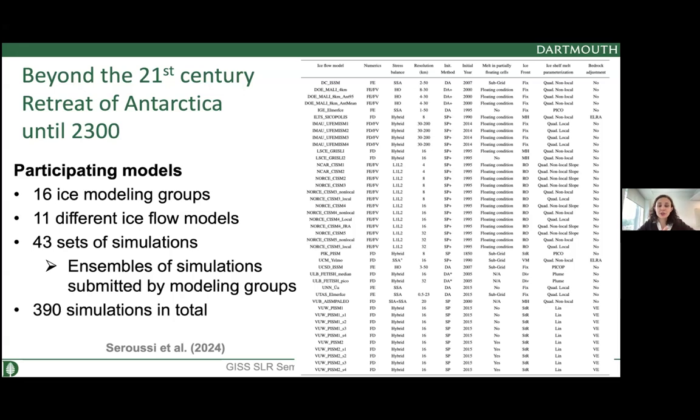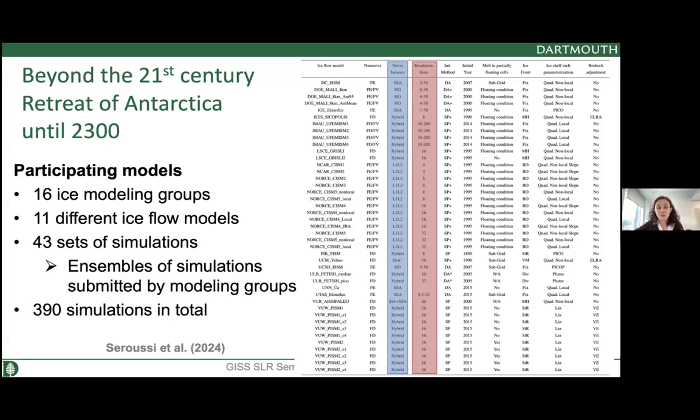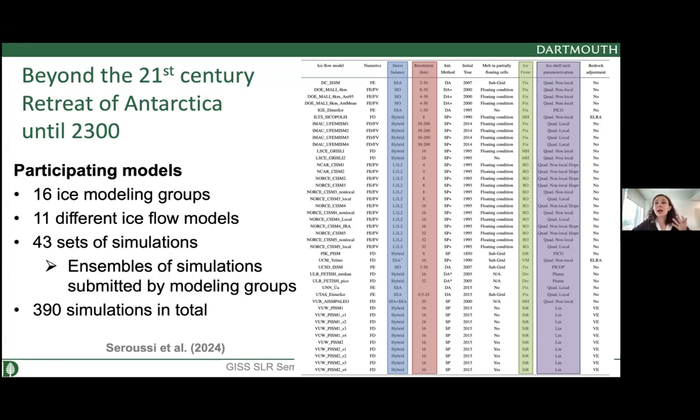And so again, I'm going to continue focusing on high emission scenarios. Again, here we have a list of all the models that participated. So you see the list keeps growing and growing. Again, lots of information, but same thing. You want to look at models using different stress balance approximations, different resolution, different ice front calving mechanisms, melt parametrization, and so on. So here we have 16 modeling groups using 11 different ice flow models. And from them, we had 40 sets of simulations.